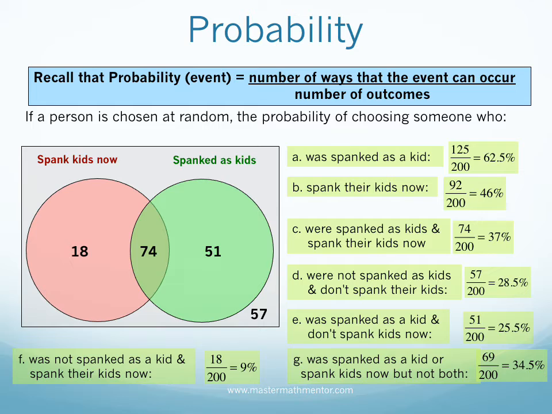The probability of choosing someone who was spanked as a kid but does not spank their kids now is 51 over 200, or 25.5%. The probability of choosing someone who was not spanked as a kid but does spank their kids now is 18 over 200, or 9%. The probability of choosing someone who was spanked as a kid or spanks their kids now, but not both, is 18 plus 51, or 69 over 200, or 34.5%. Notice how all probability questions have a denominator of our total population in our study, 200.